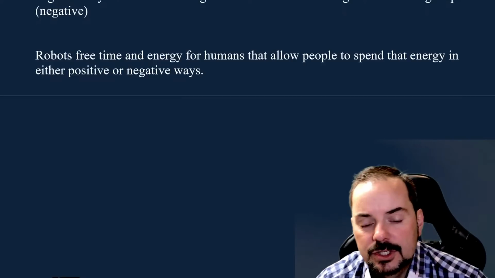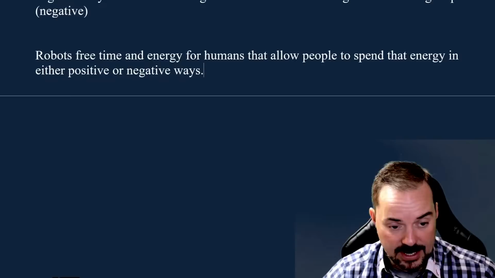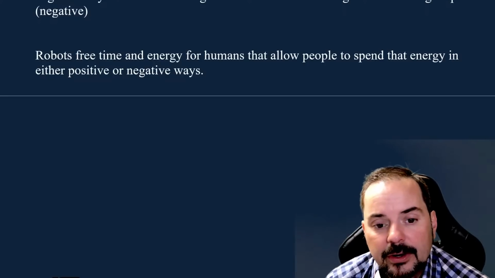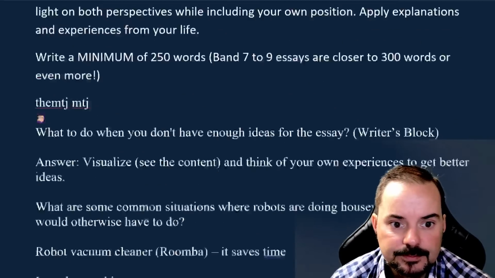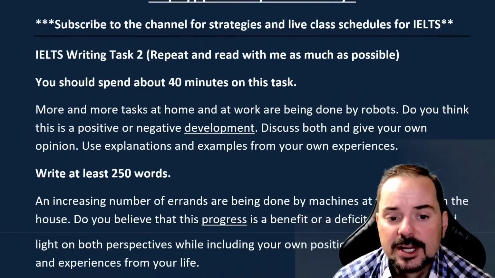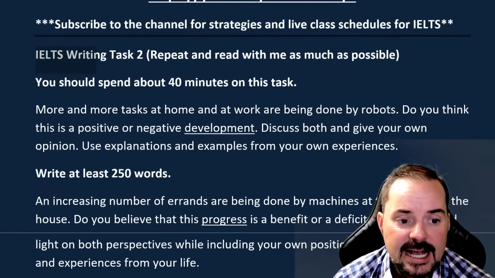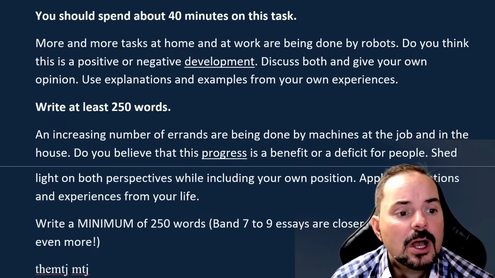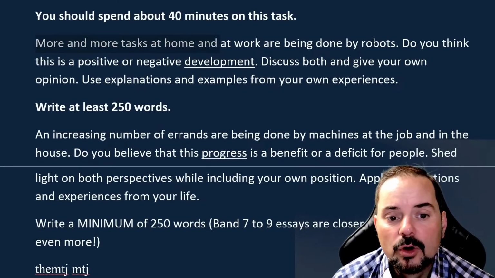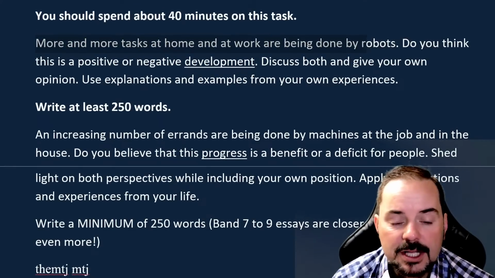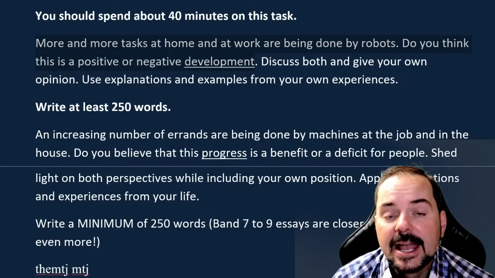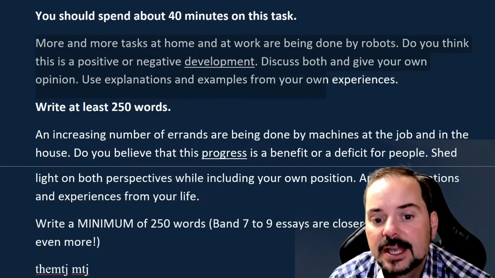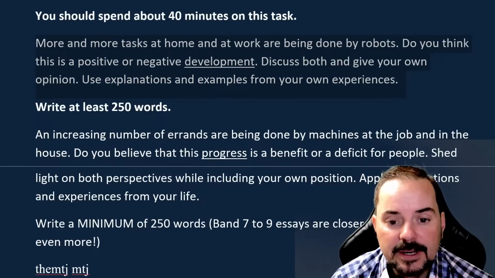All right, so now I'm starting to figure out the answer. Now here, did I answer the question? Okay, always think about the original question. So here's the original task 2 question. It's a good time to review for everybody who's joining in right now. More and more tasks at home and at work are being done by robots. Do you think this is a positive or negative development? Discuss both and give your own opinion. Use explanations and examples from your own experiences.